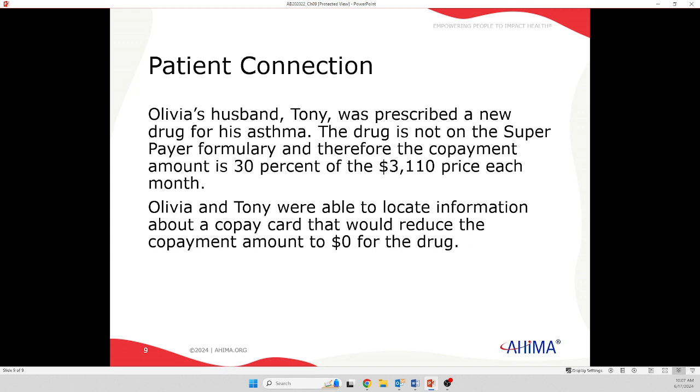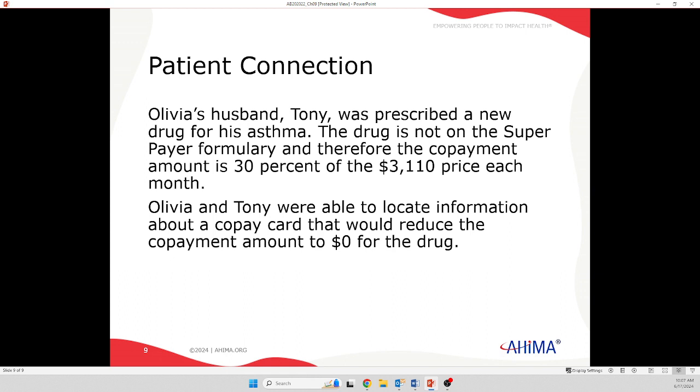Number 5, when is a provider required to present a patient with an ABN? That's when the service isn't going to be paid for by Medicare. So those are our check your understandings.